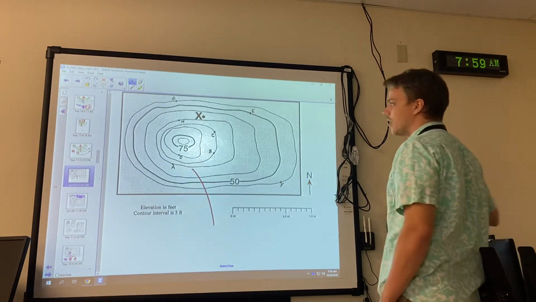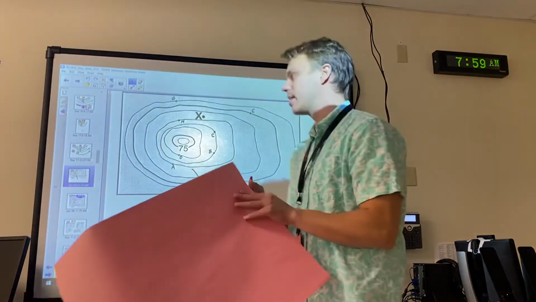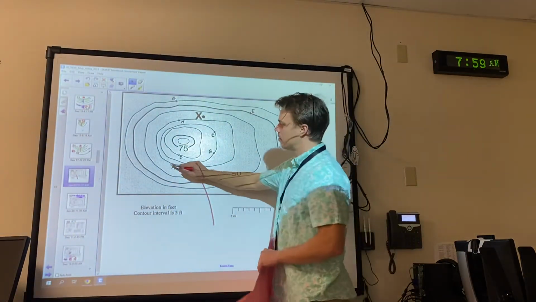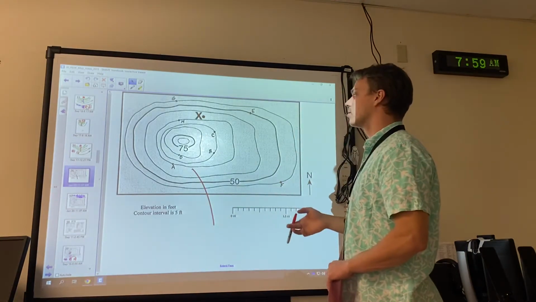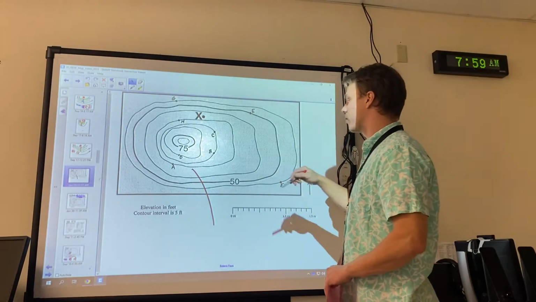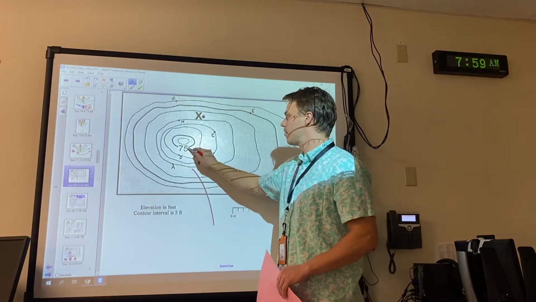So let's try to find the gradient between letters A and C. So here is A, here is C. We need to find out what the contour interval is. So we're going to look at the numbers that they give us. Here's a 50 on a line, right? Here's a 75 on a line.